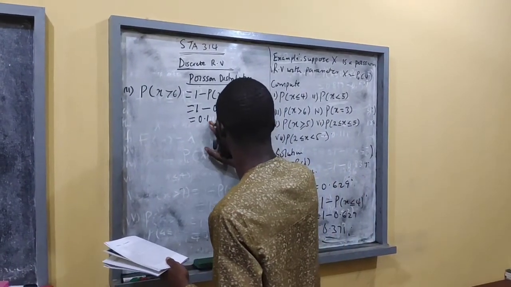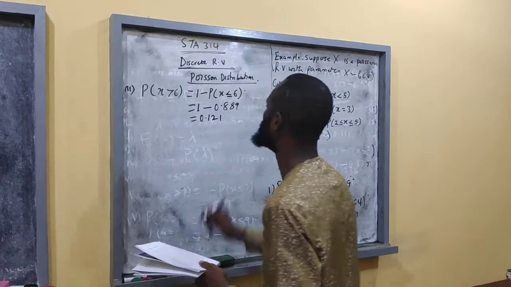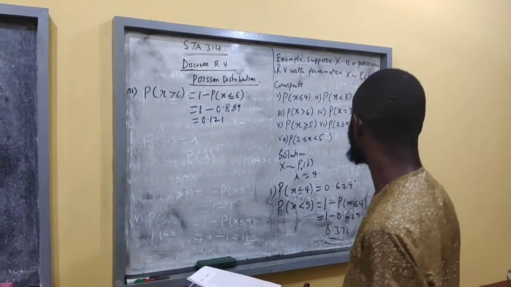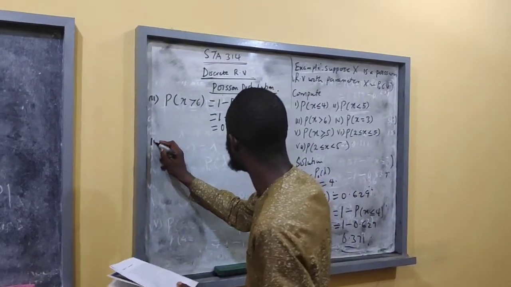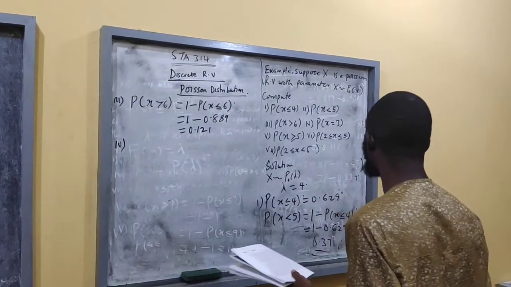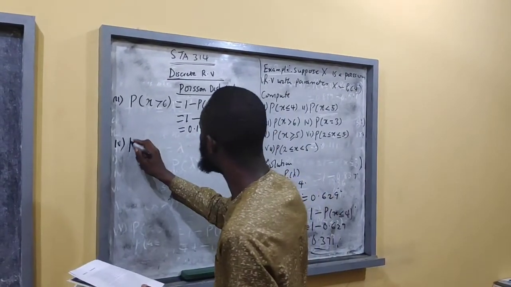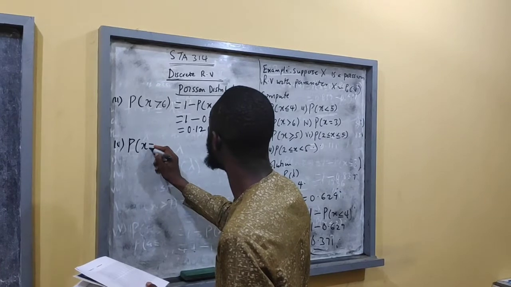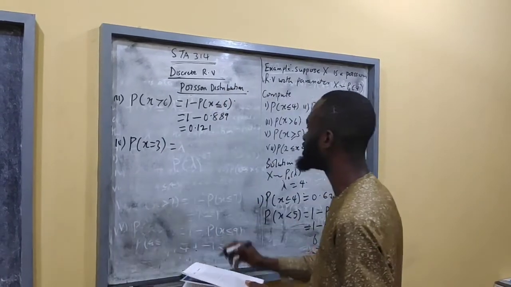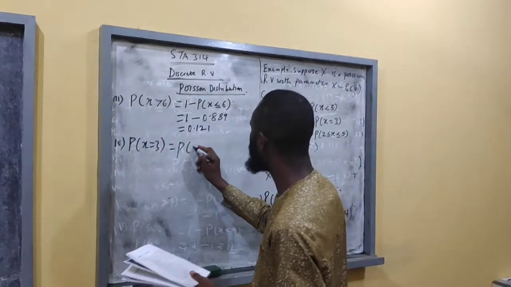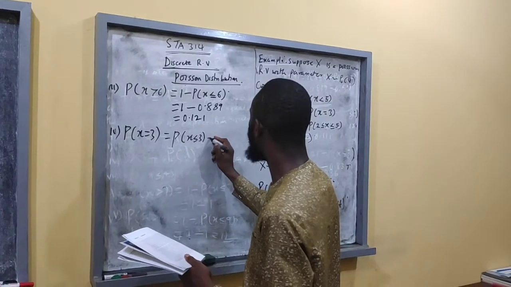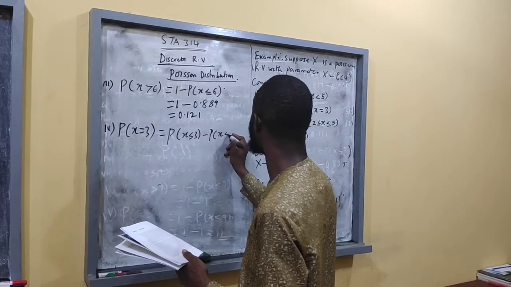121. Sorry, this is 121. That is Roman figure 3. Then Roman figure 4. For Roman figure 4, I have P(X = 3). And I've told you, you cannot check this directly. It's going to be probability of X less than or equals to 3 minus probability of X less than or equals to 2.